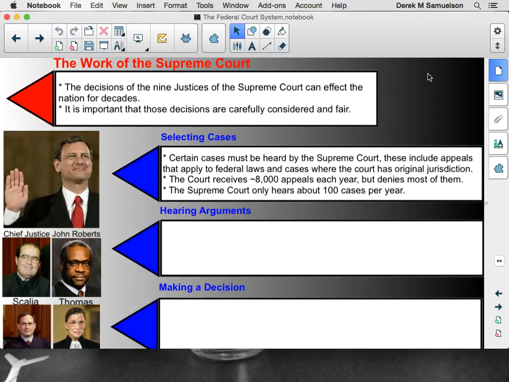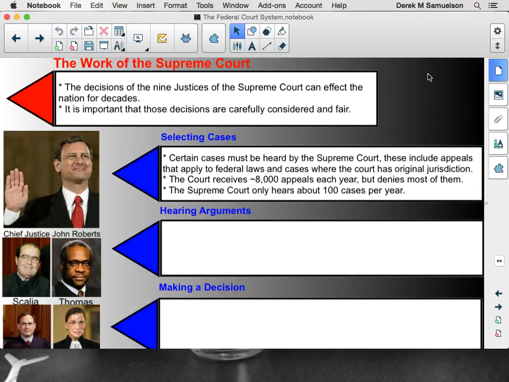The court receives a lot of requests. There are about 8,000 appeals every year. That is 8,000 times coming from the appellate courts, those circuit courts. Somebody will say, I don't like this ruling. The Supreme Court is going to decide this, and they appeal their case to the United States Supreme Court.